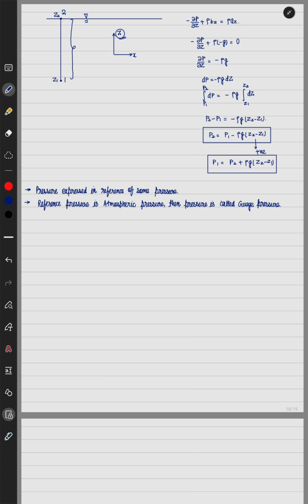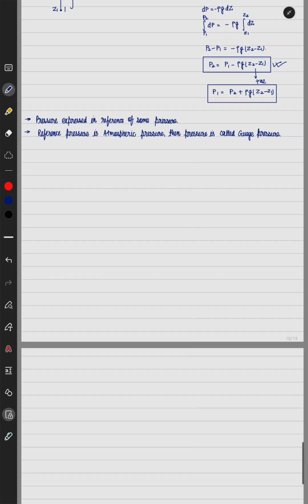And if the pressure is less than atmospheric pressure, like in the first equation, you can see in this equation, P2 is equal to P1 minus rho into g into z2 minus z1. So it means that pressure P2 with respect to P1 is minus rho g into z2 minus z1, means it is less than P1. With respect to P1 it is negative, means it is less than P1.